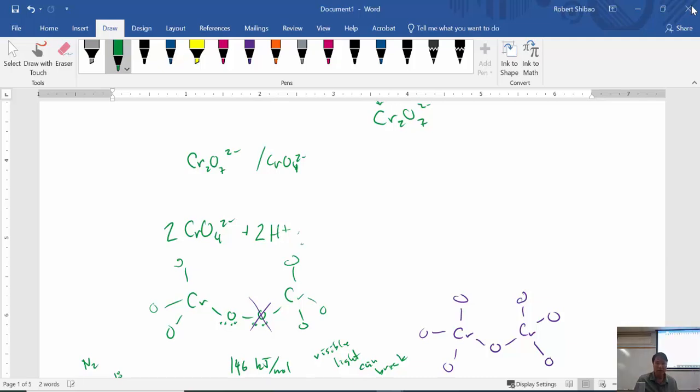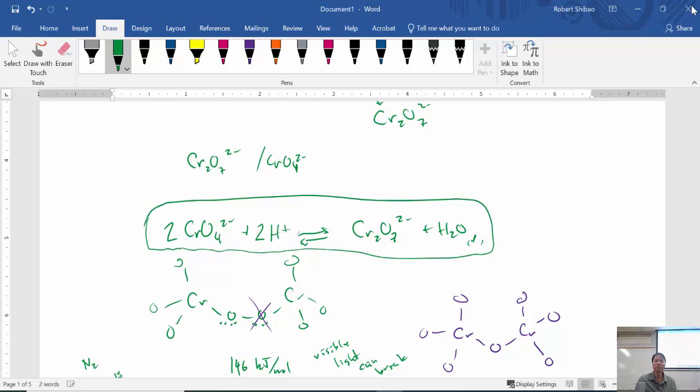Okay, is this working now? Yeah. So what I end up with is dichromate plus H2O. Now I'm going to use Le Chatelier's principle. They're in equilibrium with one another. If I increase the H plus, what side is favored? The right side or the left side? The right side. And so dichromate is favored.